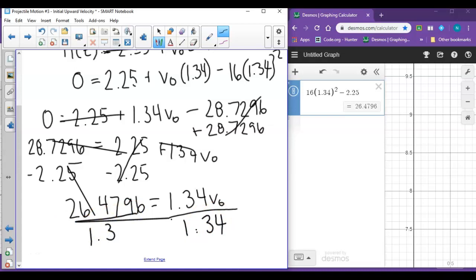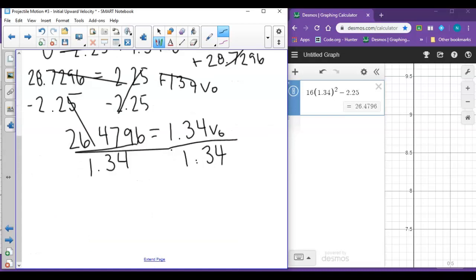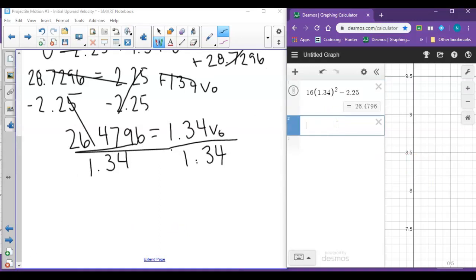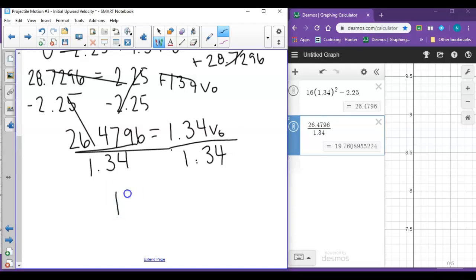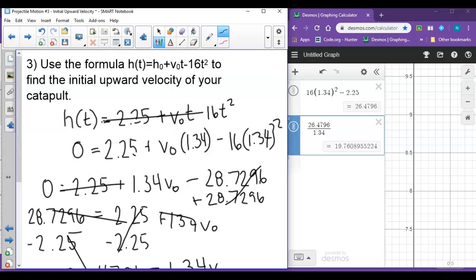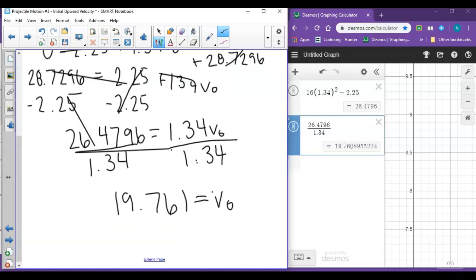Sorry, this is really not writing well. If we take that number, 26.4796, and divide it by 1.34, we get 19.76. I'm going to round that off to 19.761. That's my initial upward velocity. So that answers the question we were asked for number 3. Now, we're going to be asked a couple more questions.